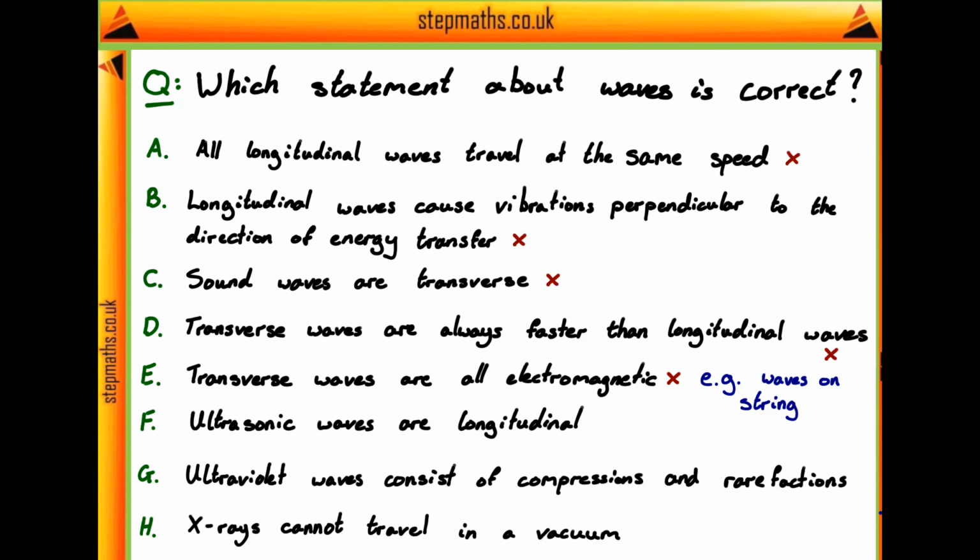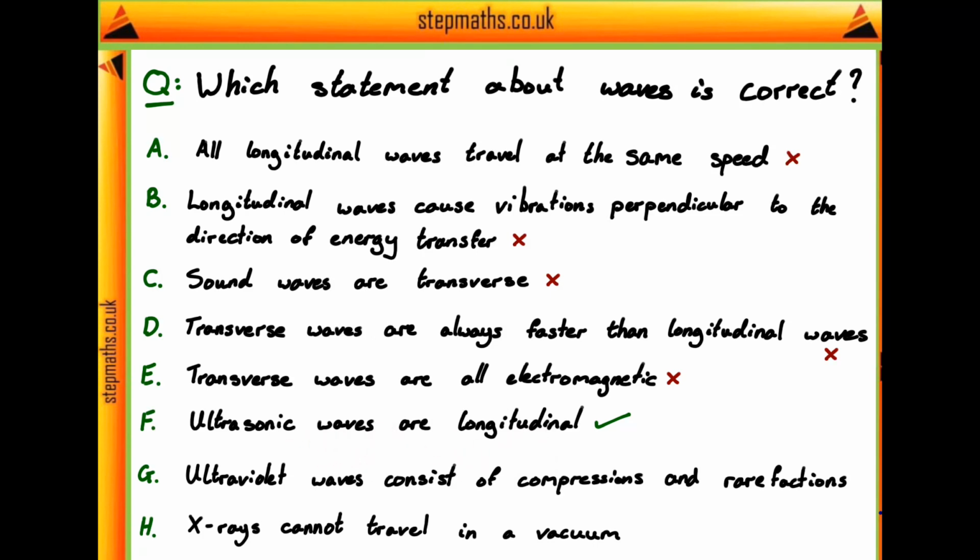Moving on, we can look at statement F, which says that ultrasonic waves are longitudinal. Now, ultrasonic waves are basically just really high-frequency sound waves. So, we know that sound waves are longitudinal. We've mentioned it loads of times before. So, yeah, this statement F is going to be the correct one. Ultrasonic waves are just sound waves, which are longitudinal.